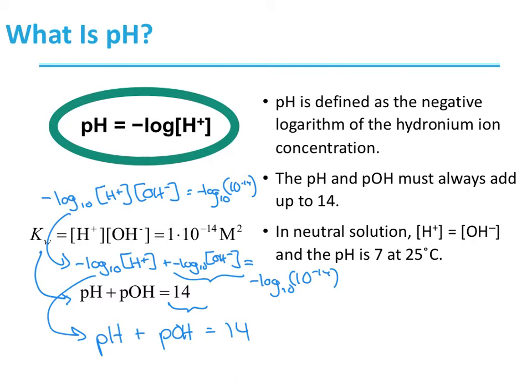When you have a neutral solution, the H plus will always equal the concentration of OH minus, and the pH is 7 at 25 degrees Celsius. Now at different temperatures, the pH of a neutral solution will vary slightly. So for example, at 0 degrees, the pH of a neutral solution is about 7.5. At 100 degrees, it's a little bit above 6. And the reason for that just has to do with the extent of ionization of water, which is temperature dependent.